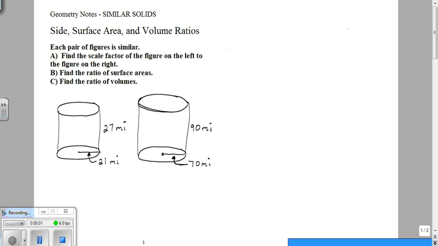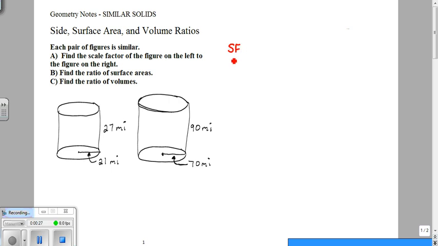We're now working on the second problem for similar solids. We have two cylinders here. So the first thing that we need to do is find the scale factor of the figure on the left to the figure on the right. Like we said before, because we know they're similar figures, it doesn't matter which piece we start with as long as we use the corresponding piece in the other figure.